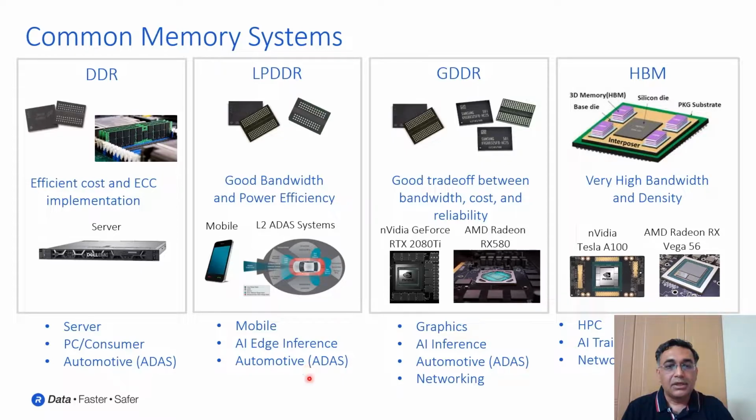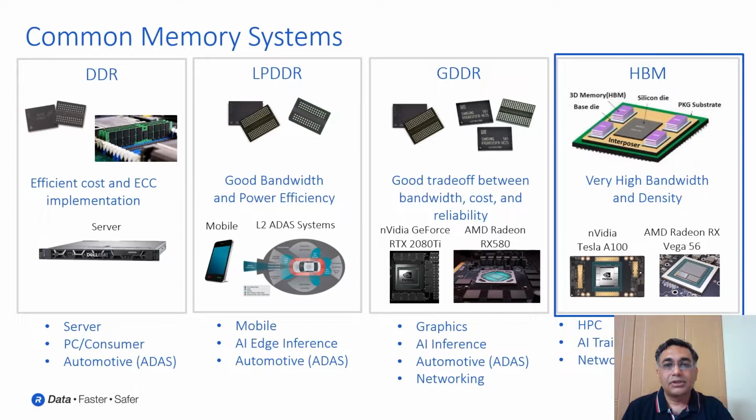Next, I will cover the graphics DDR. Graphics DDR, as the name suggests, was originated for the graphics system. It runs at very high data rate. The current generation GDDR6 runs at 16 gigabit per second per pin and beyond. This provides a very good trade-off for bandwidth, cost, and reliability. Apart from graphics, it is also used in AI inference, networking, and automotive.